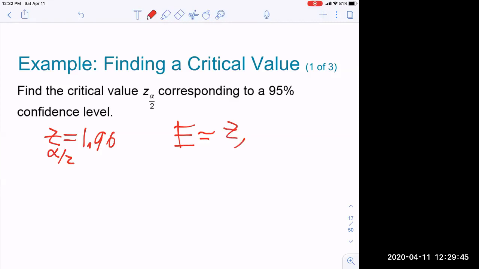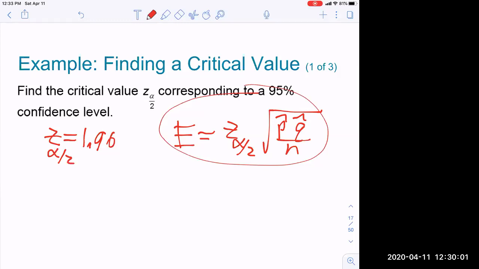It's z alpha over 2 times the square root of p hat q hat divided by n. So we're going to find this, and then all we're going to do is subtract it from p hat. We're going to say that's less than the parameter p, which is less than our p hat plus the margin of error. So really, these are the 3 steps.